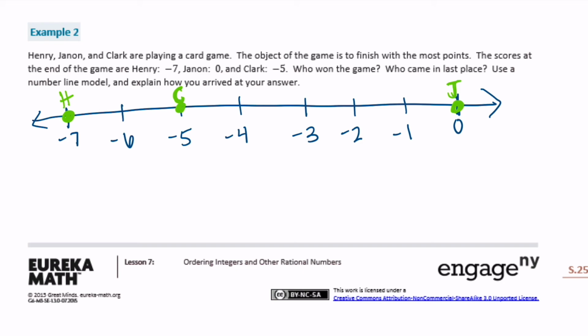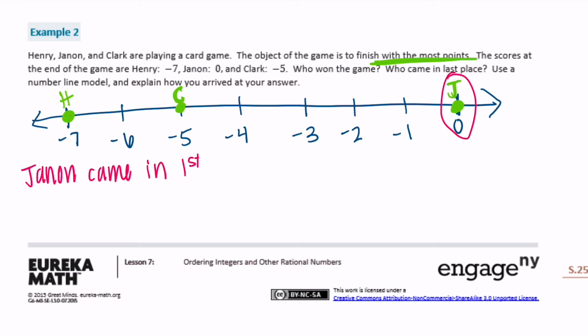So the object of the game is to finish with the most points. So it looks like none of them did very well. But you want to have the most points. So in this case, the greatest number is 0, Janet. So Janet won. So Janet came in first, and then who came in last? That would be Henry came in last.